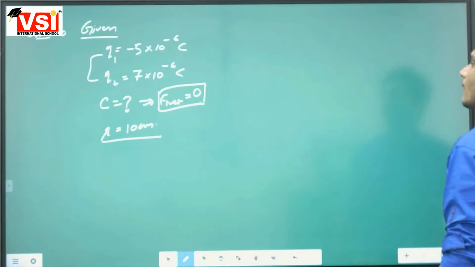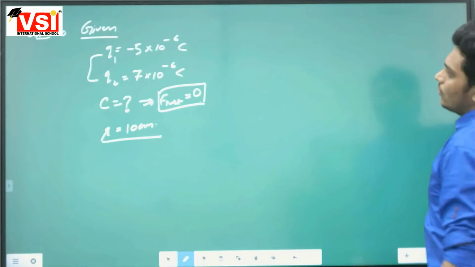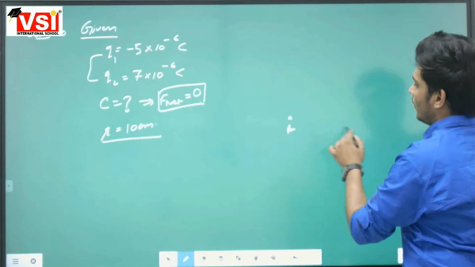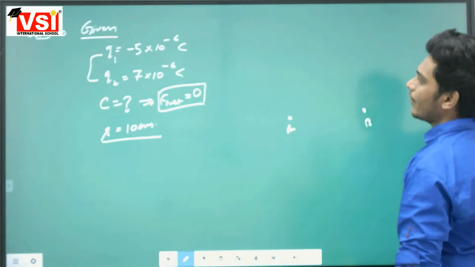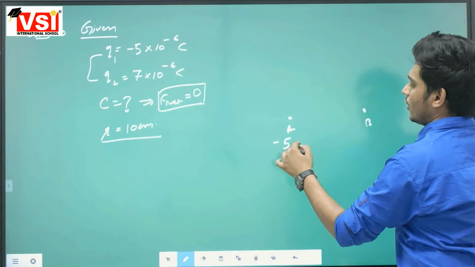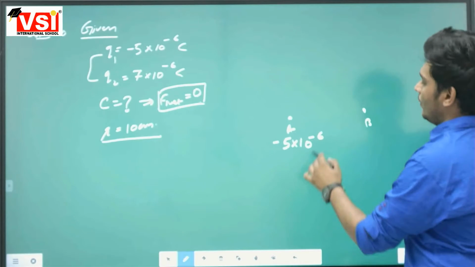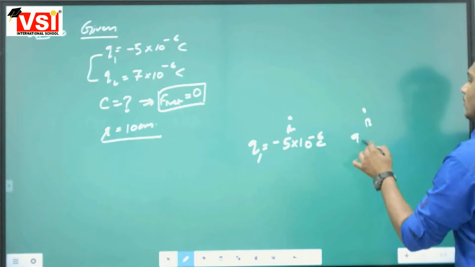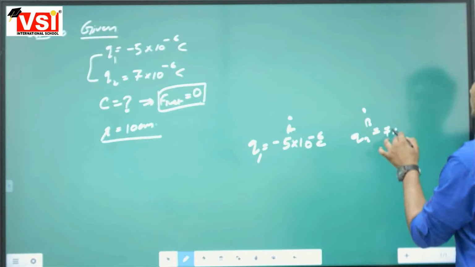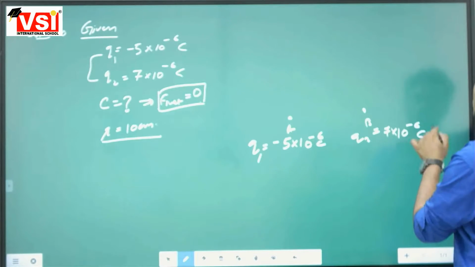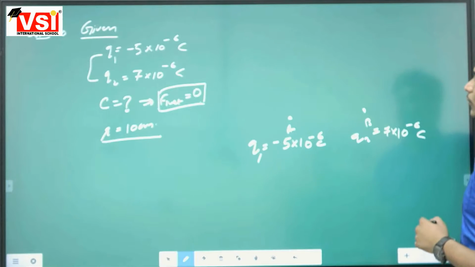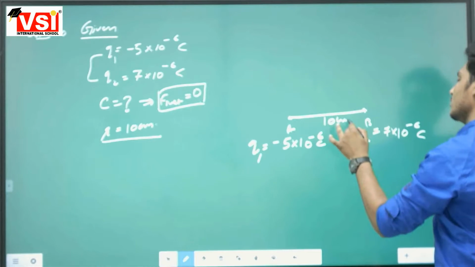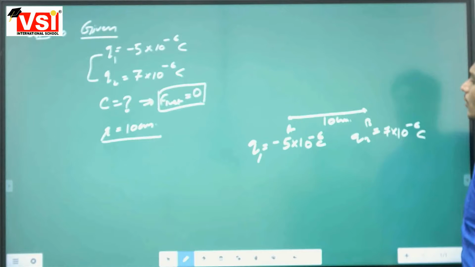So let's just draw a graphical representation of the given problem. By looking at the charge, we can say that Q1 is placed at point A and Q2 is placed at point B, and the magnitude for Q1 charge is minus 5 into 10 to the power minus 6 coulomb, and the value of charge Q2 is 7 into 10 to the power minus 6 coulomb. The distance between both the charges is 10 centimeter, and we have to find out a point C where the net force will be equal to 0.